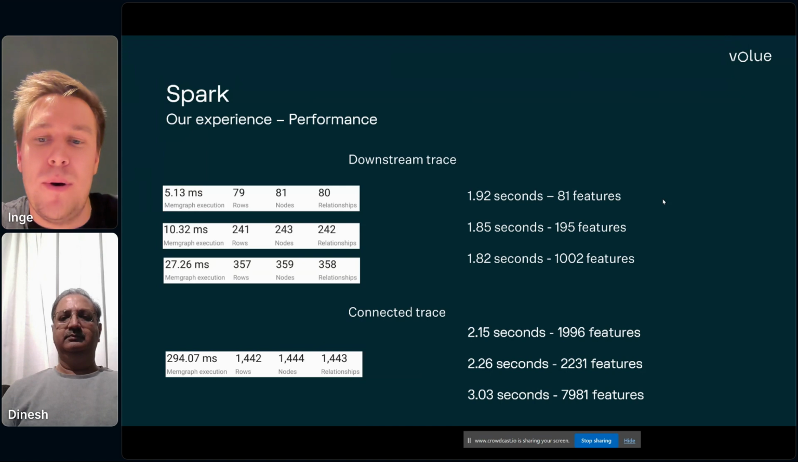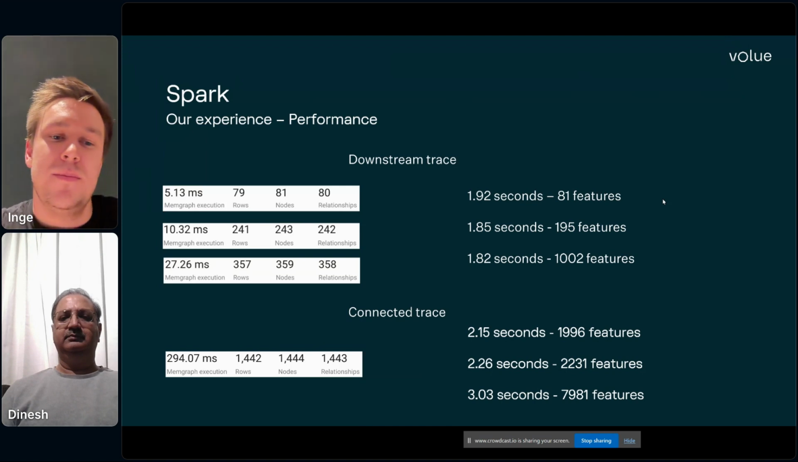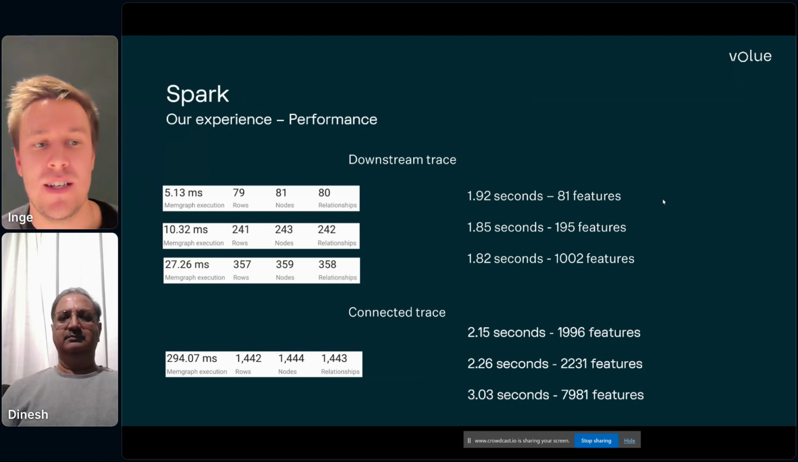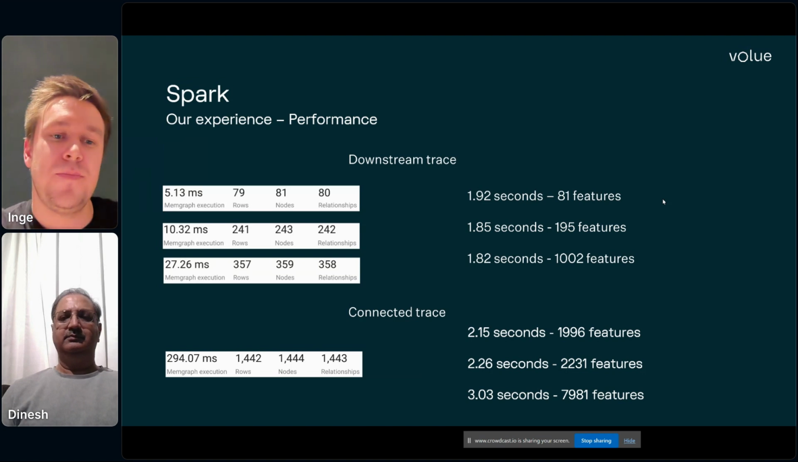In the bottom part, you have a connected trace, which is when you start at any node and then you just find everything that is connected to that node. And again, you can see the times.